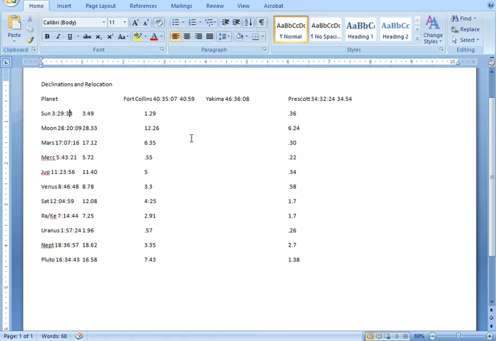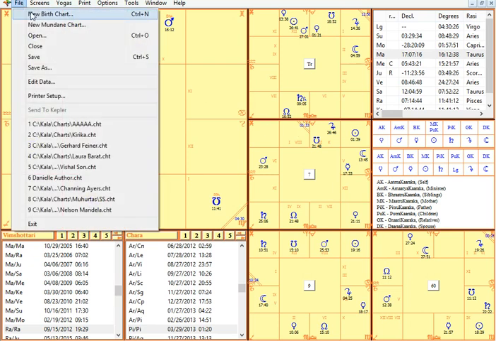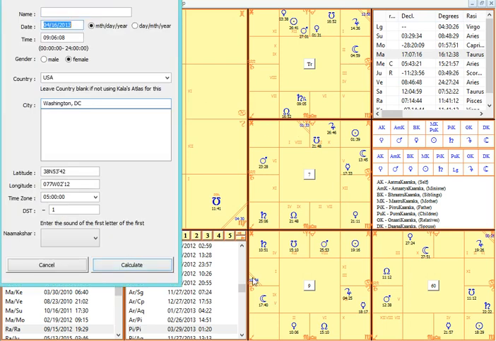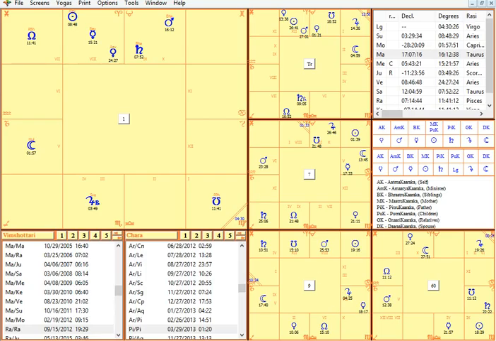The next thing we need to do, I've done it for a couple cities here. I've already done it for Fort Collins. I've already done it for Prescott. We're going to do it, for example, for Yakima. So the first thing we need to do is find the city and the latitude of the city. You can just go to New Birth Chart, go to the atlas, type in Yakima, Washington, and we'll get a latitude of 46 north 36'08". Again, it doesn't matter whether it's north or south. So that comes to 46°36'08". So that's the number we're going to use here.